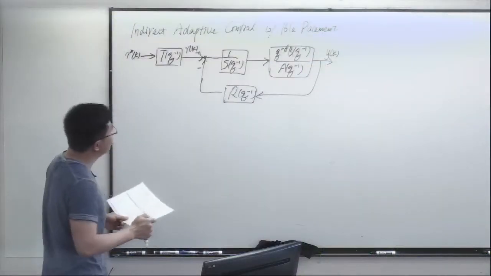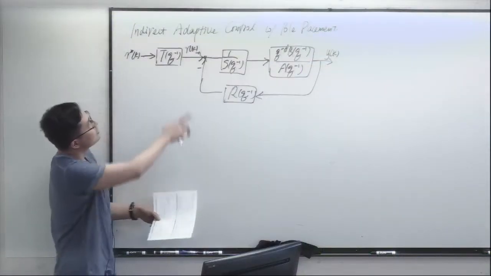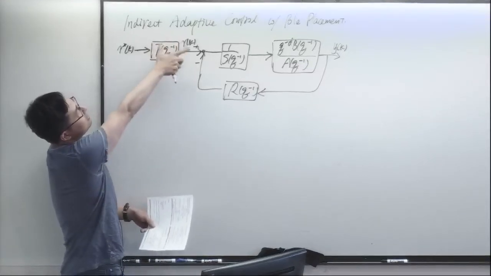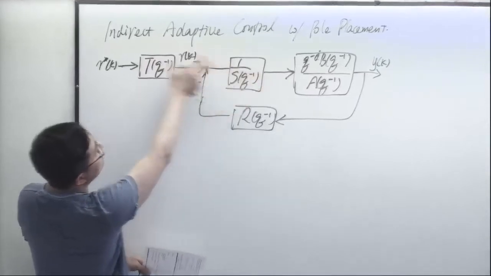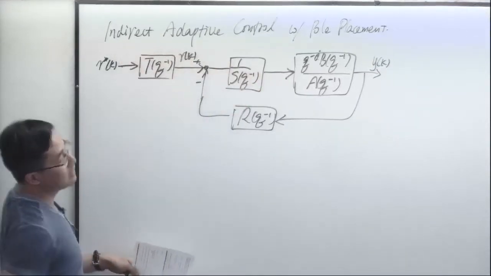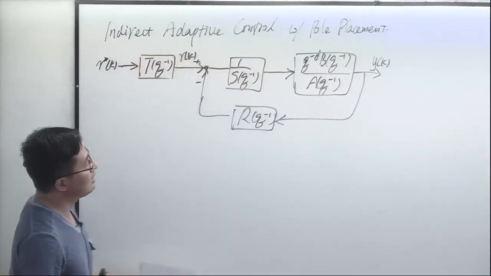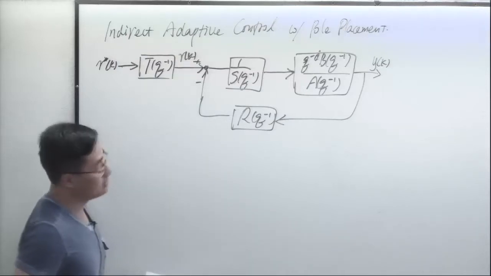Okay, students, let's finish the topic about indirect adaptive control. We have finished the adaptive control with pole placement. Now let's talk about indirect adaptive control. This is very easy, actually. Today's lecture on this will actually be short.